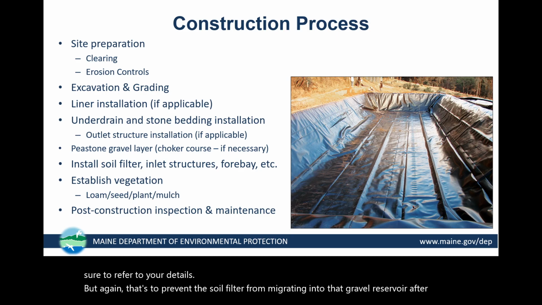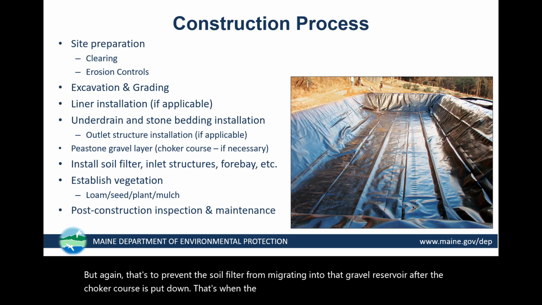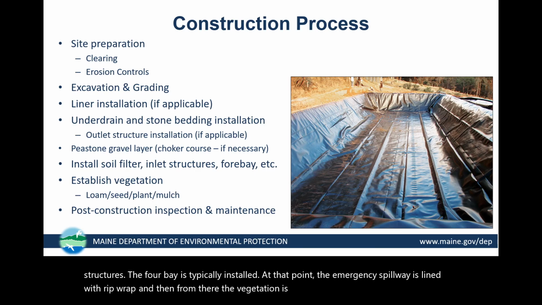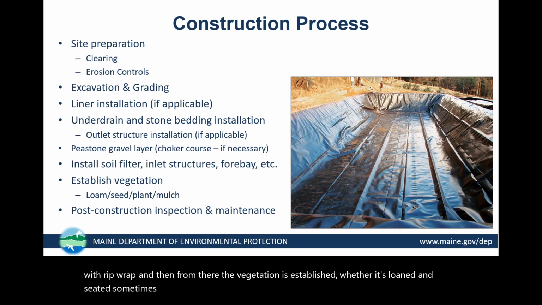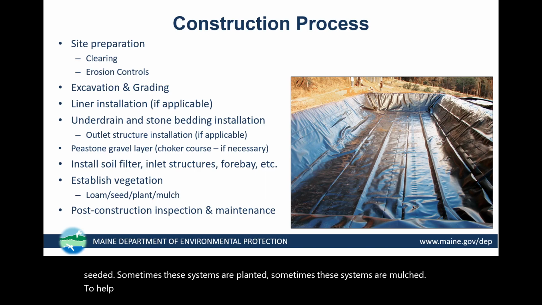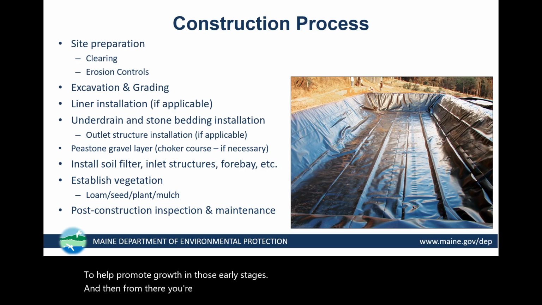After the choker course is put down, that's when the soil filter is installed, along with any inlet structures. The forebay is typically installed at that point. The emergency spillway is lined with riprap. And then from there, the vegetation is established, whether it's loamed and seeded. Sometimes these systems are planted. Sometimes these systems are mulched to help promote growth in those early stages. And then from there, you're continuing with post-construction inspection and maintenance procedures. And so that is the construction timeline or the construction process for these systems.